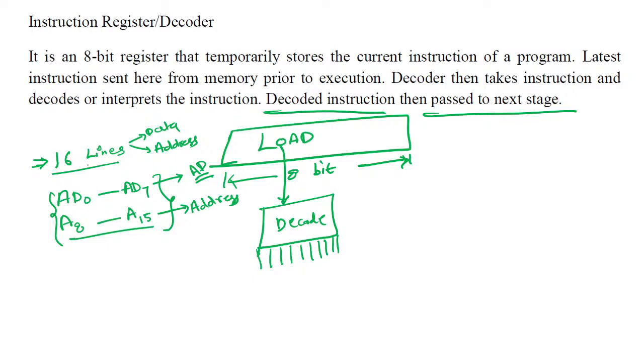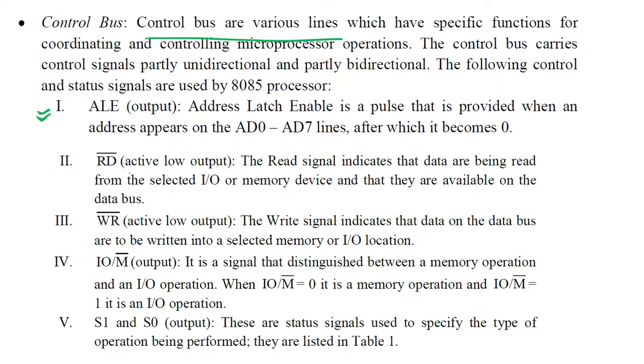What is traveling on AD0 to AD7 depends on the value of ALE. If ALE is enabled, that means on AD0 to AD7 we are carrying the address. If ALE is equal to 0, that means on AD0 to AD7 we are carrying the data. Multiplex lines means that the same line can be used for two purposes. Address latch enable is a very important control line that decides what is traveling on the AD0 to AD7 lines.